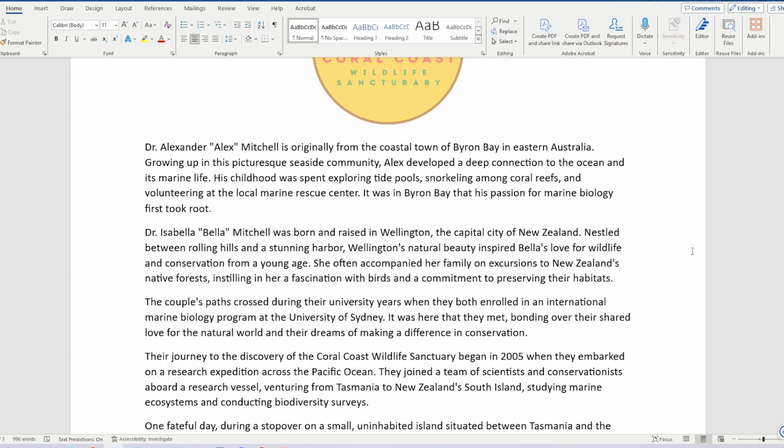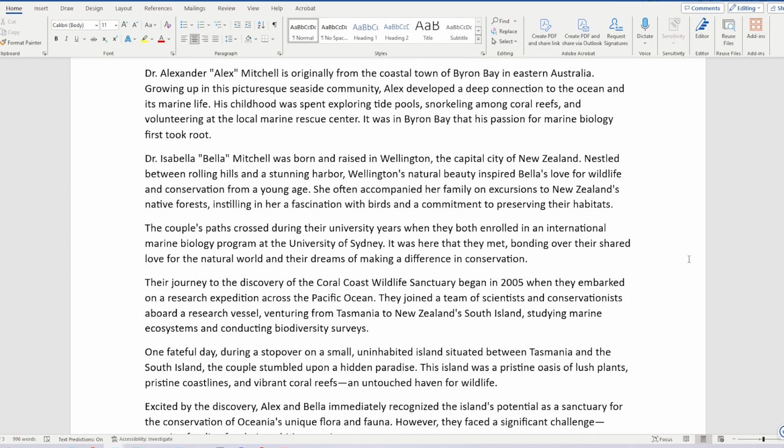Now, Dr. Isabella Mitchell is his wife, who loves to go by Bella, and she was born and raised in Wellington, New Zealand. And her family used to always go on excursions to New Zealand's native forests, and this is where she really got her fascination with birds and the other flora and fauna all over New Zealand's island.